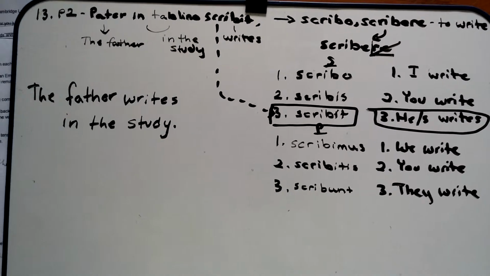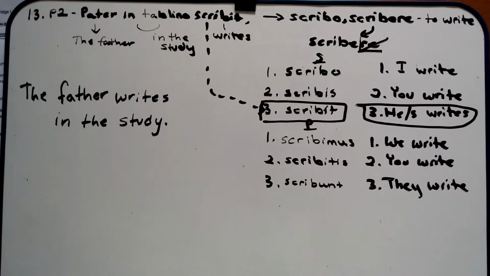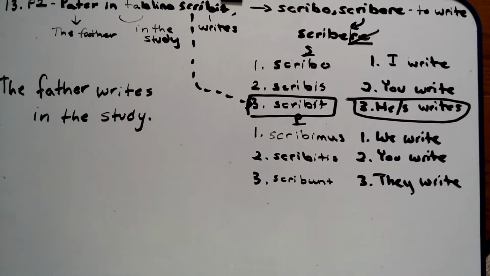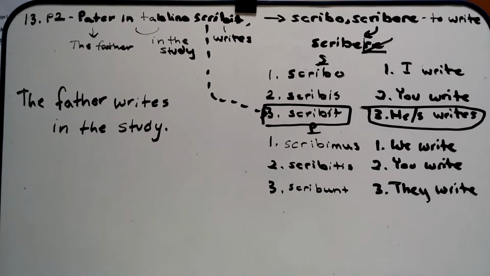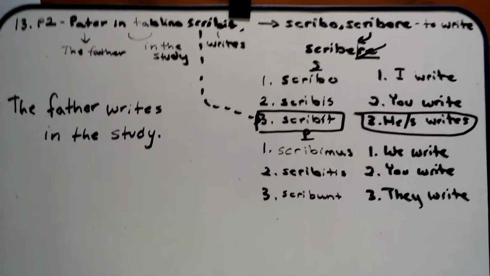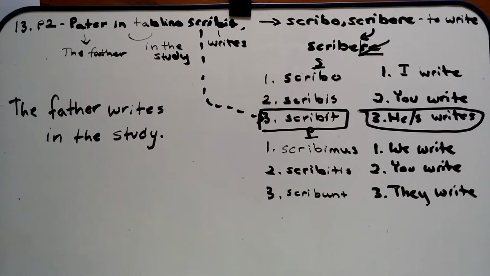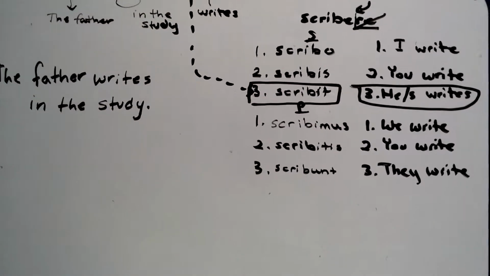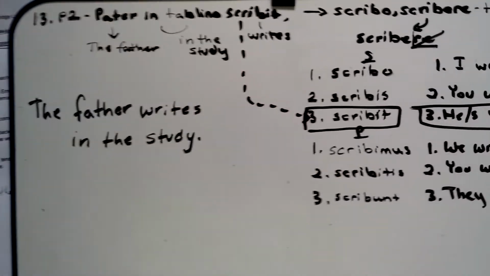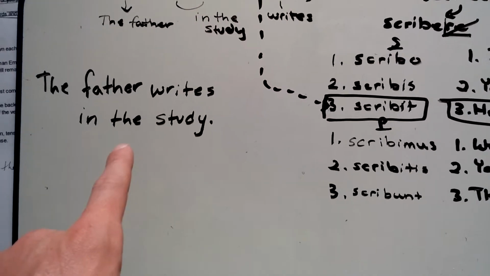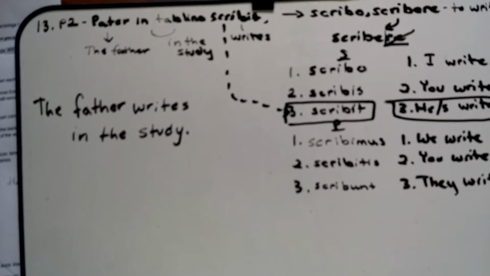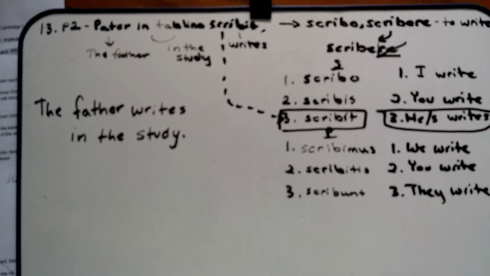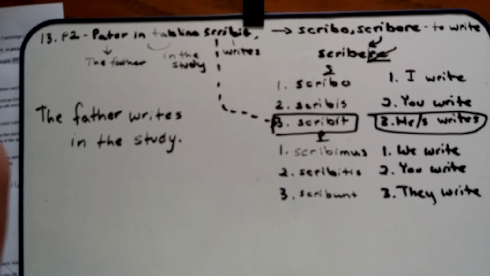So once we know we found scribit, we can write our English translation of that. So since we're in the present tense, which is an action that is currently happening to a noun, which is pater, we know that it is he or she writes. Now, father is a male, so we'd say he writes. So now we can go on to the translation. We can say, the father writes in the study, since we've now covered conjugation, and we have a solid understanding of how those conjugations affect the nouns and the rest of the sentence.